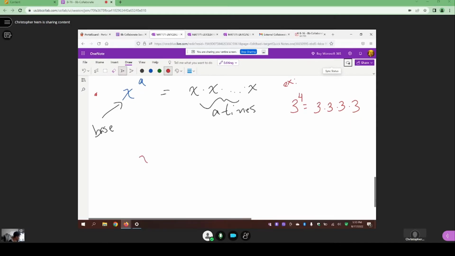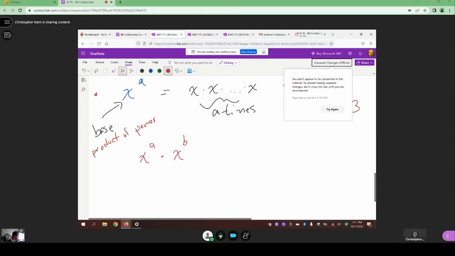Let's say we have x to the a, but I'm multiplying x to the b. This is called product of powers. What happens when you multiply two factors, but both factors have the same base? Notice this is an x and this is an x. If that is the case, you can actually rewrite this as x raised to the a plus b. You can actually add the exponents if the bases are the same.